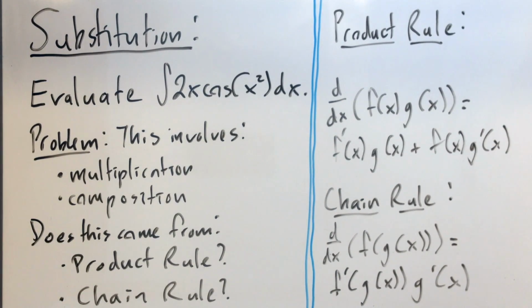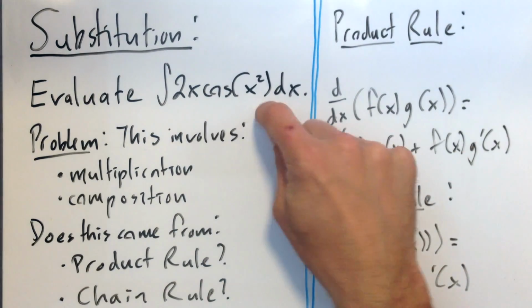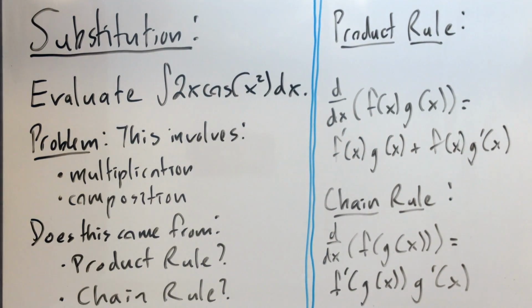Now, where does this possibly come from? When we're trying to evaluate an indefinite integral, what we're saying is find a function whose derivative is 2x times cosine of x squared. So what we should do then, maybe, is think about what rules we would be applying to a function in order to end up with a derivative equal to 2x times cosine of x squared.